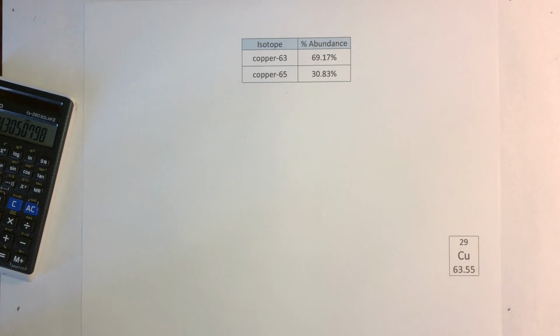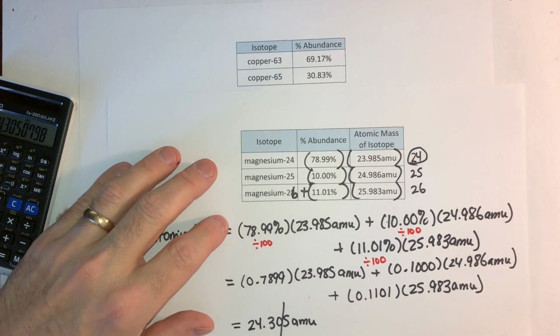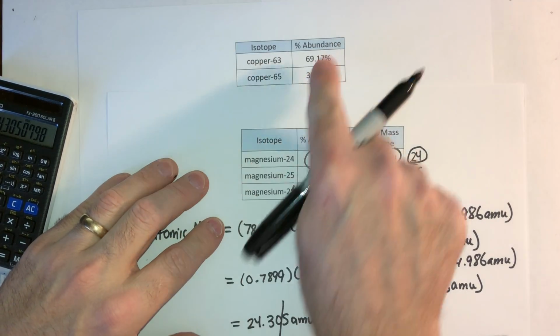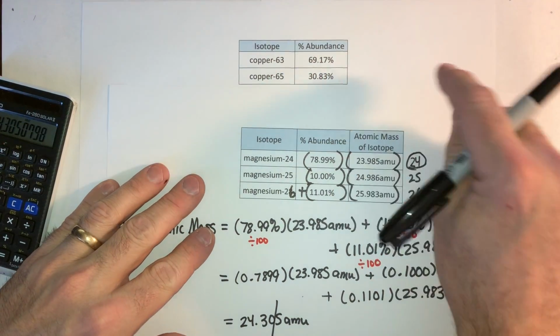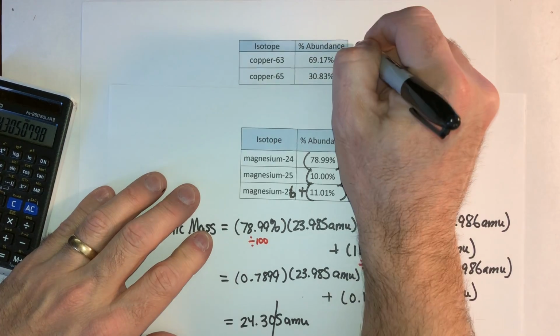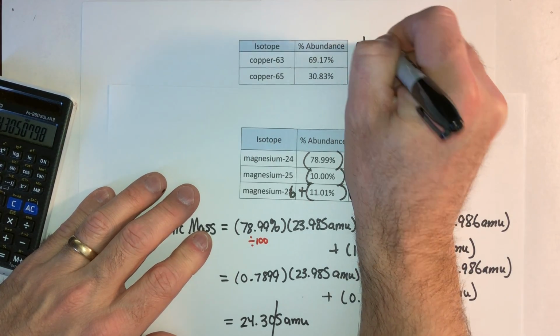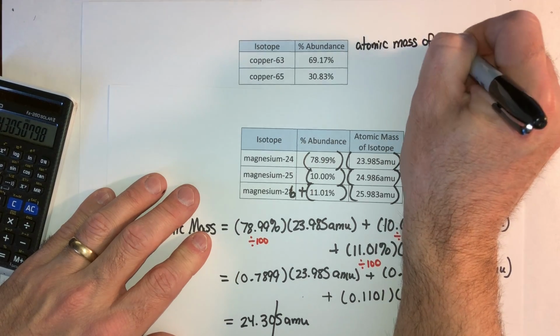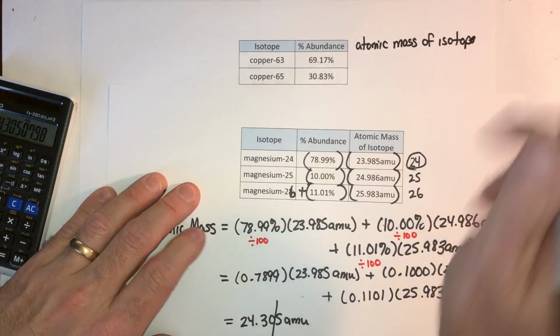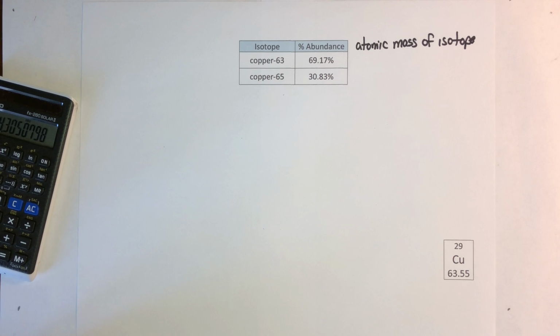For this one here, I decided to leave something out, right? I tell you the isotope, I tell you the abundance, because again, you can't guess that, but I did leave out the atomic mass of the isotope. I left that out, and the reason why is because sometimes these problems will do it on purpose.